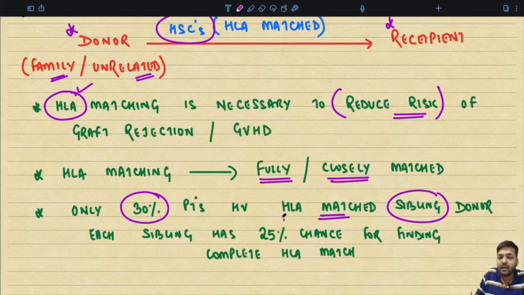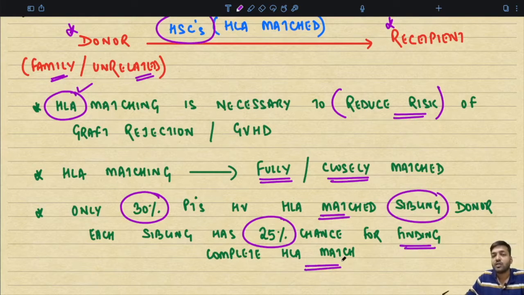Each sibling, remember, has a 25% chance of being a complete HLA match. For example, if there is one brother and one sister, and one of them requires a bone marrow transplant, then the chance that the HLA of the donor sibling will match the recipient sibling is only 25%. So 1 in 4 siblings has a chance of being a complete HLA match.